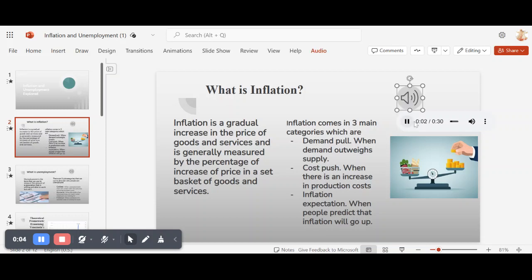Inflation is a gradual increase in the price of goods and services and is generally measured by the percentage of increase of price in a set basket of goods and services. Inflation comes in three main categories, which are demand pull, when demand outweighs the supply, cost push, when there is an increase in the production costs, and inflation expectation, and that's just when people predict that inflation will go up.